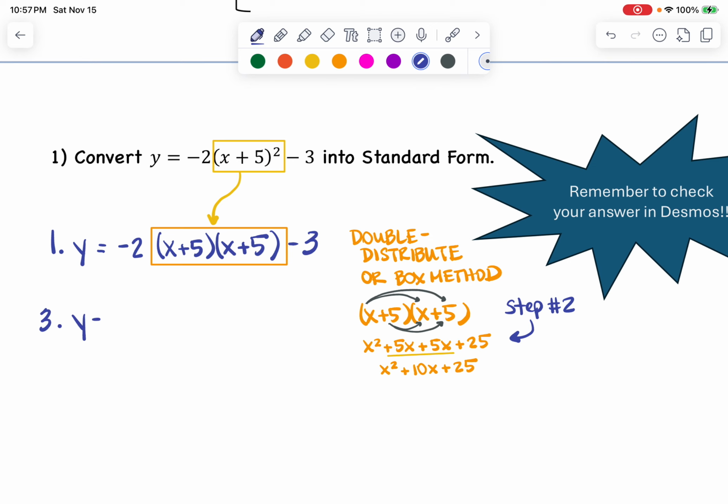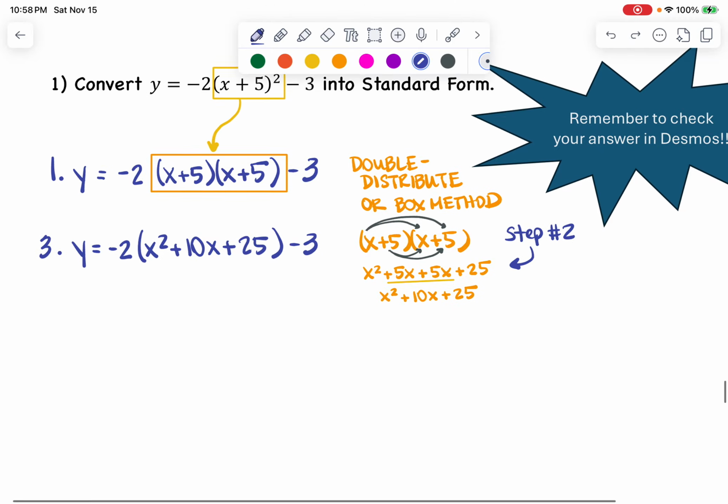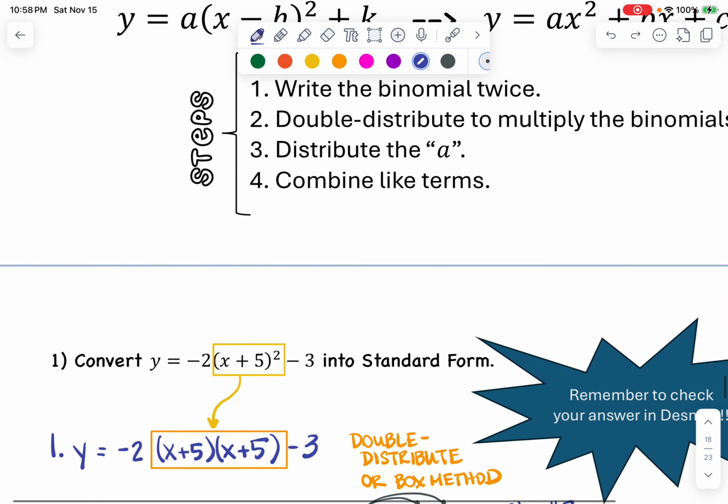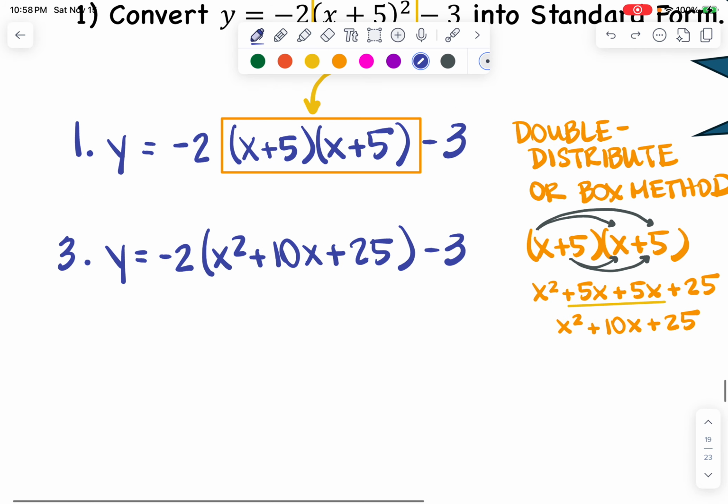So now I'm going to write y equals -2. And in place of my 2 binomials, I'm going to replace that with x squared plus 10x plus 25. I don't have enough room there. And then don't forget that -3 hanging off the end. Notice we're starting to see that standard form. That's not our final answer, of course, because we can't have any parentheses, but it's getting there. All right, and then step 3 is to distribute the A.